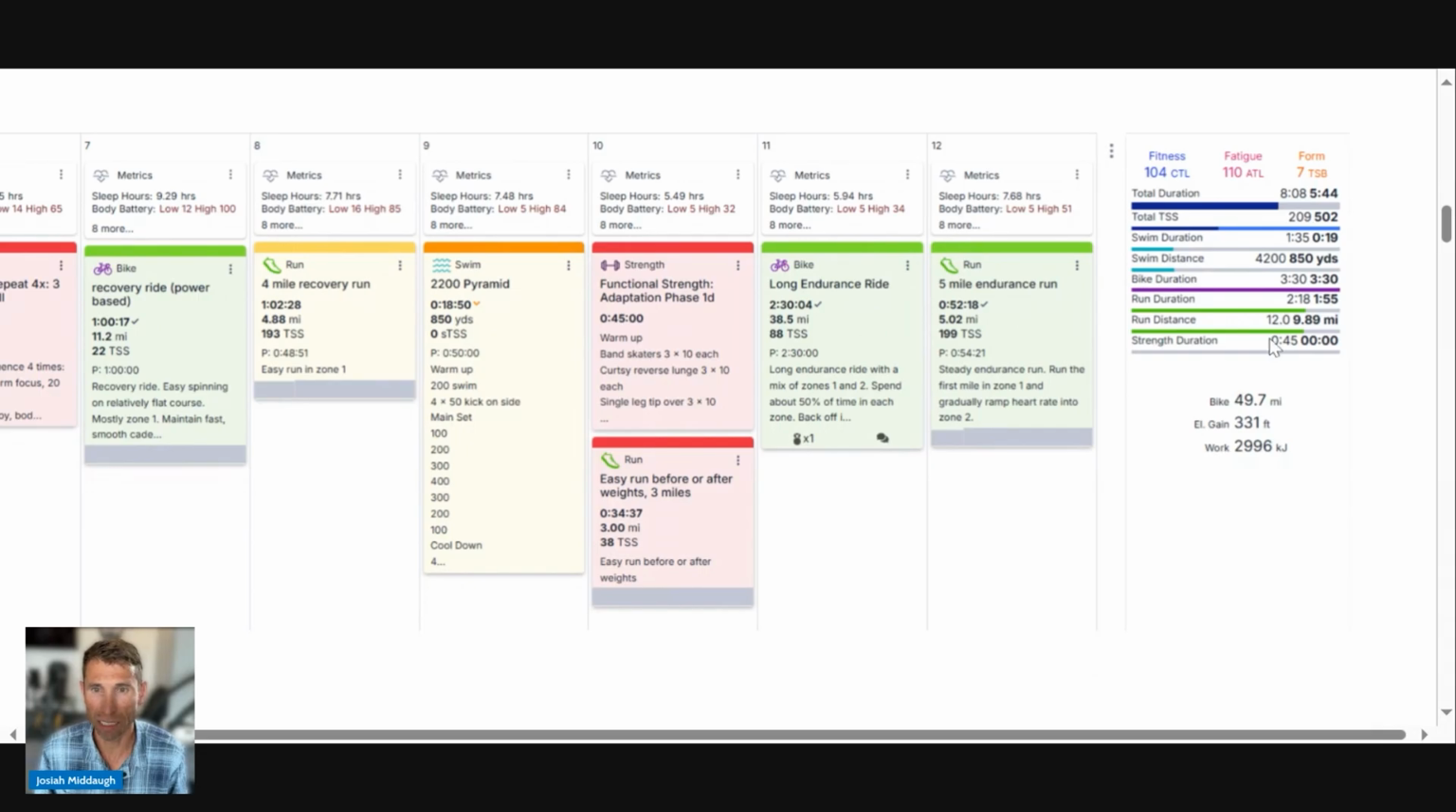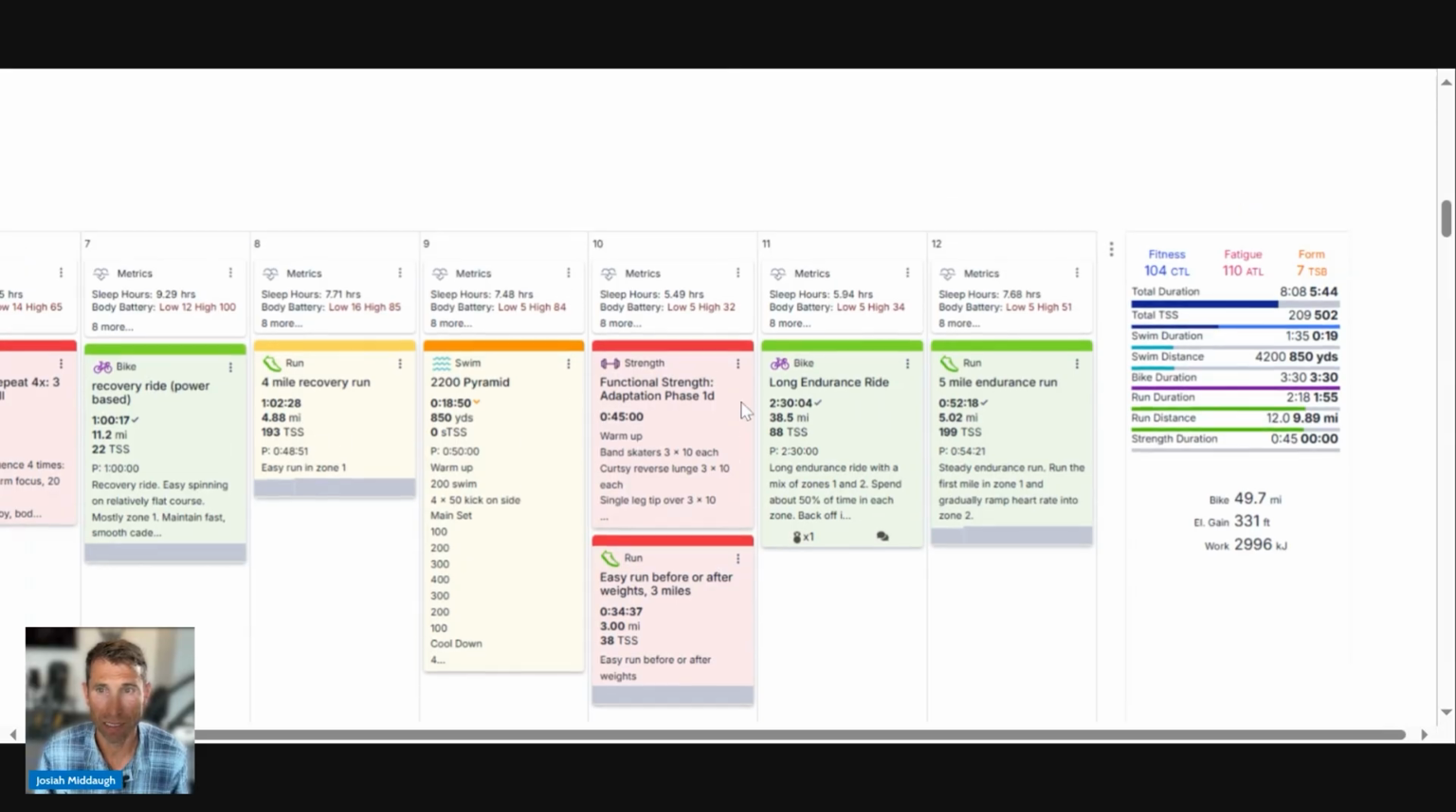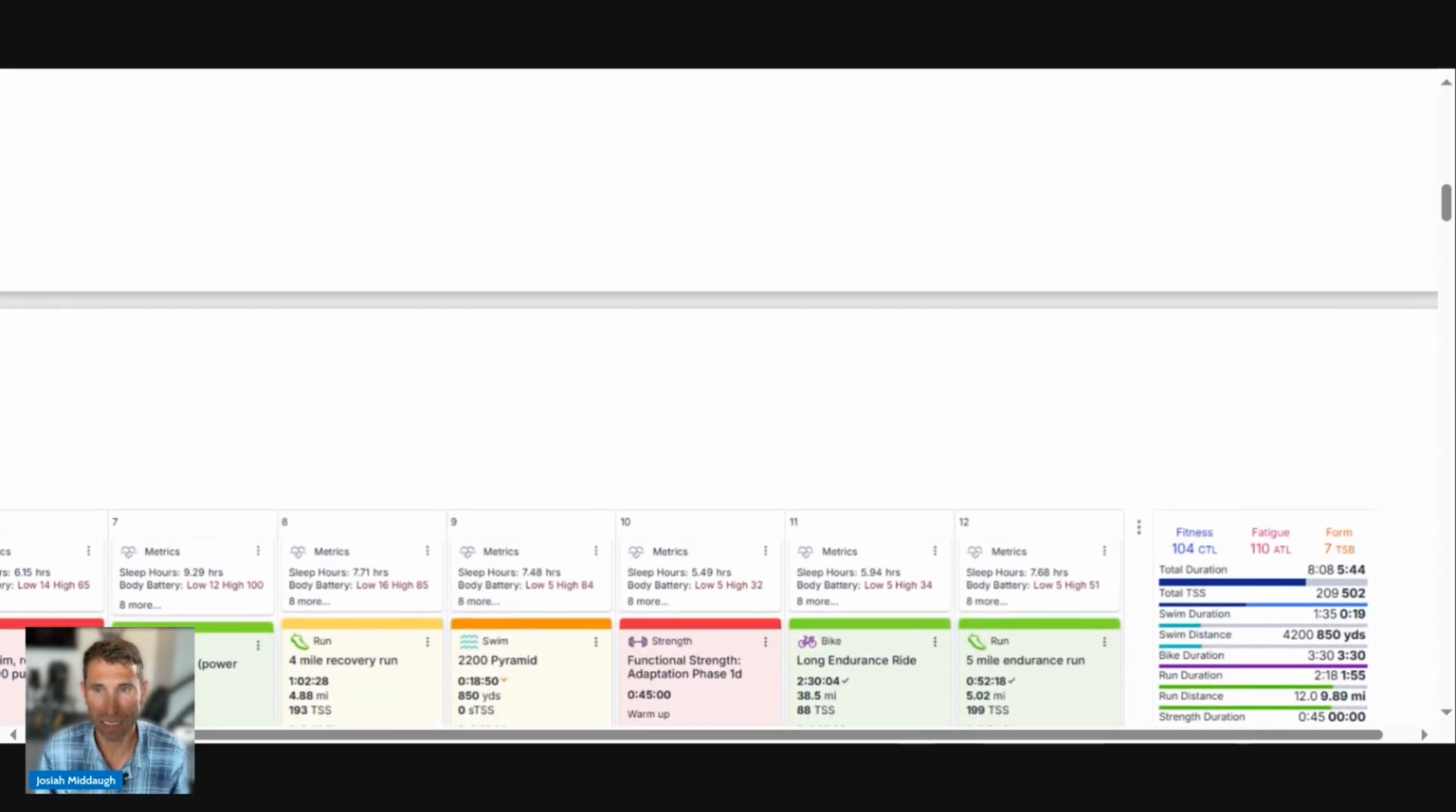And then if you click on any given workout, you can see a TSS. Actually, you don't need to click on it. You can see here the different values for the TSS for the different types of workouts. So hopefully that makes a little bit of sense to you guys.